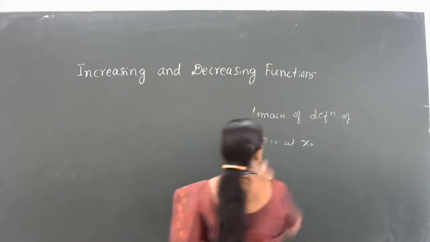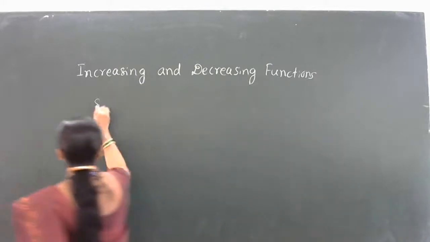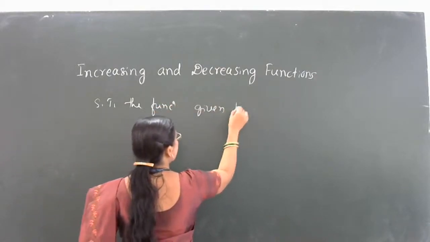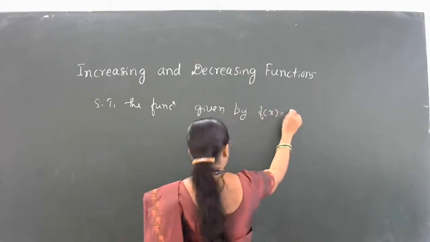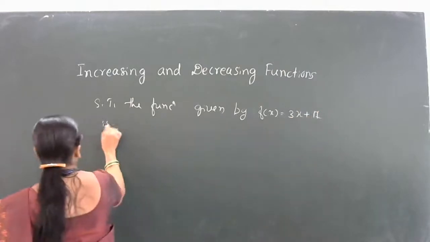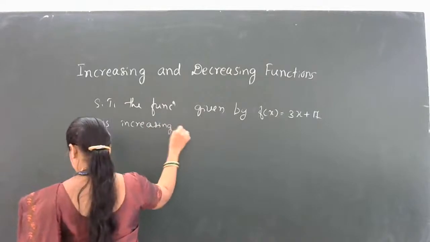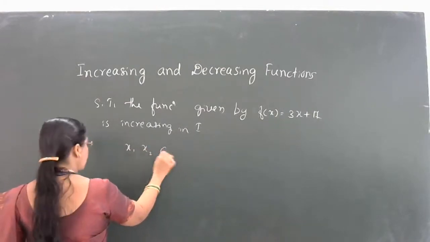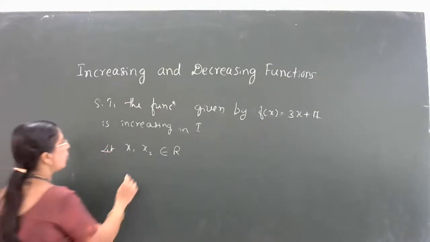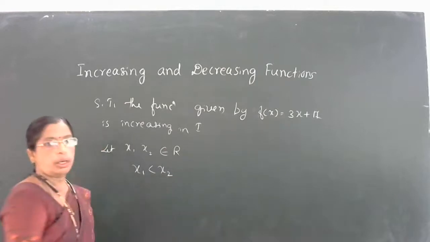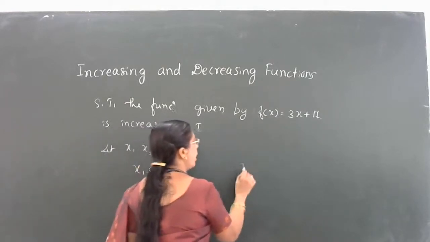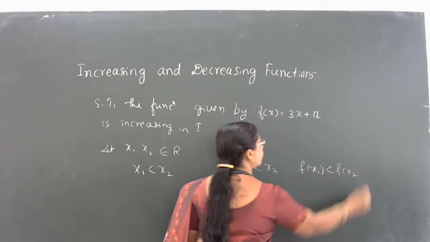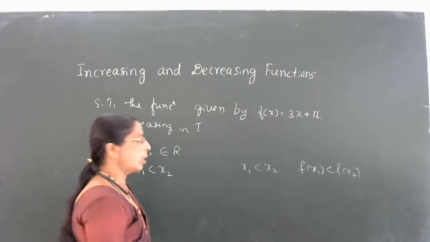We shall solve one problem here. Show that the function given by f of x equal to 3x plus 17 is increasing in R. Let x1 and x2 belong to R, with x1 less than x2. We already studied increasing functions. If x1 is less than x2, then f of x1 is less than f of x2, the function is strictly increasing.